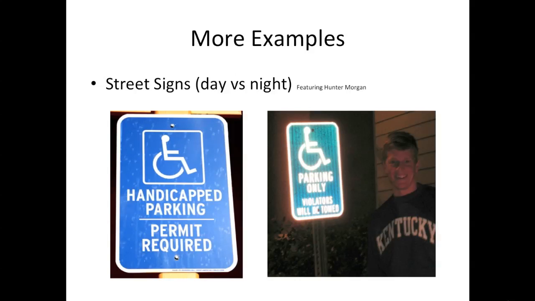Some of these examples are traffic signs and painted stripes that separate lines of traffic. You can see in this picture here, a handicap sign during the day looks pretty easy to read, but without retroreflective paint, it would be pretty hard to read. So the use of the retroreflective paint is really helping Hunter in this picture figure out what it says so he doesn't park in the handicap parking and get a ticket.